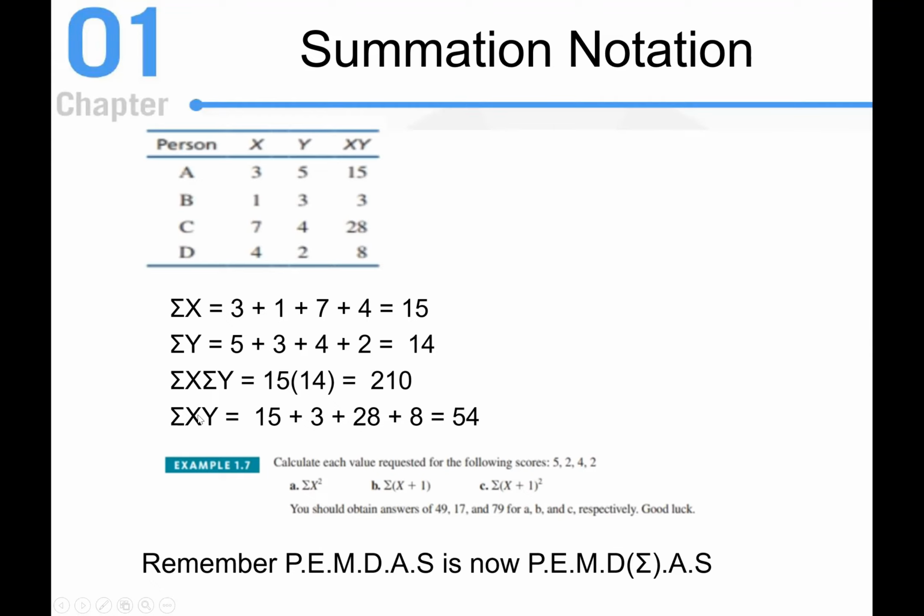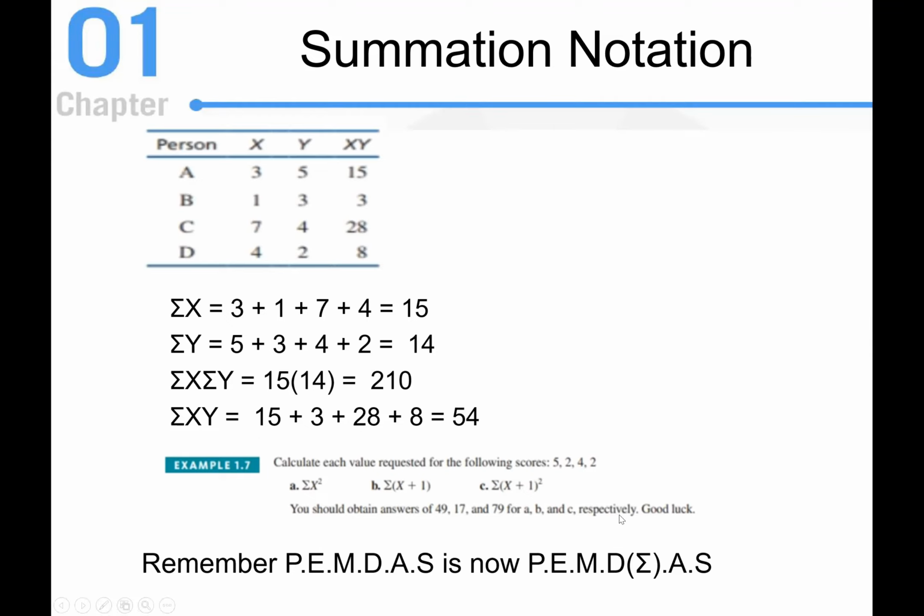And that's going to give us 210. And lastly, this one is saying that what we're going to do first is multiply each X score for each person by their Y score. And then once we get the scores for the multiplication of the two variables, we add them all up. So that's 15 plus 3 plus 28 plus 8, which gives us 54. That is how you would do the summation notation.